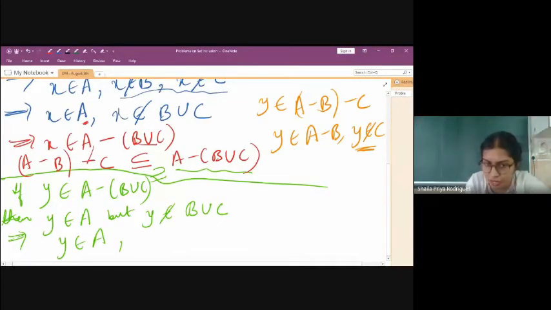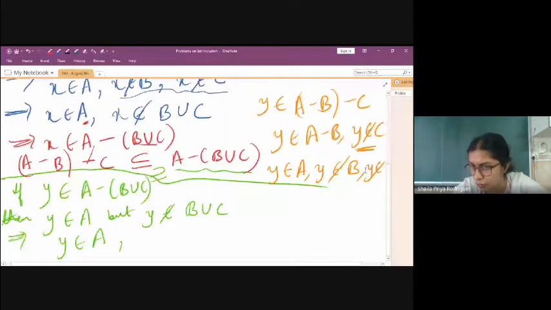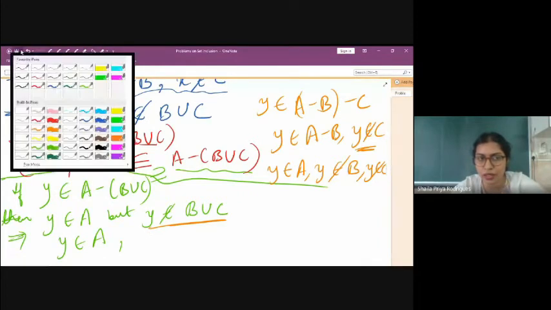We didn't get that. Now, if y belongs to A minus B, we should have y belonging to A but not belonging to B. Okay, so we need these three conditions to say that y belongs to the first set. We already got y belonging to A. We still want y not belonging to B and not belonging to C. What do we have here? We have y not belonging to B union C. How do we get y not belonging to B and not belonging to C from here? Is it straight, just the next step, or do we need something in between?